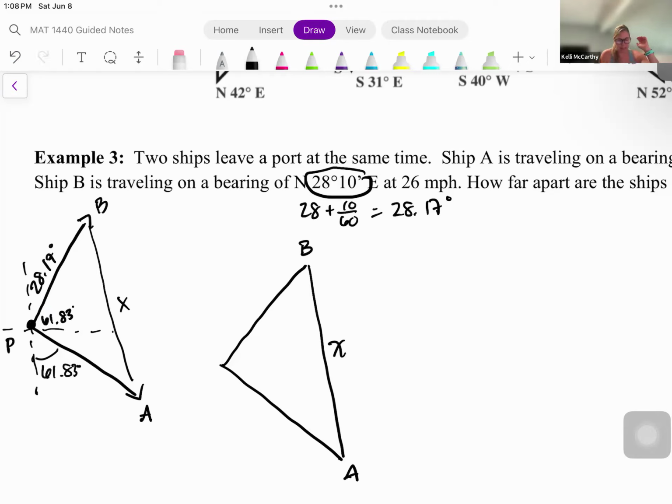61.83 degrees. And likewise, we can find this angle by doing the same thing, taking 90 and minusing 61.83. And you might already see where this is headed, but if not, that's okay. So 90 minus 61.83 is 28.17. And if we were to combine those two angles, 61.83 and 28.17, this is actually 90 degrees. So now we can see that this is a right triangle.